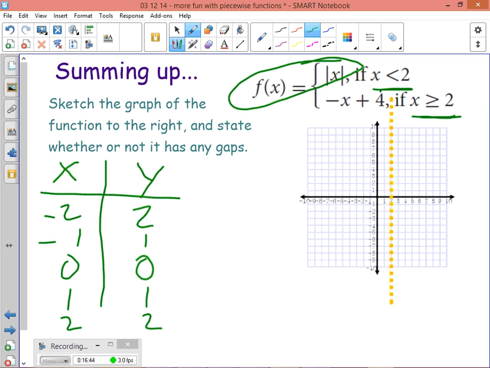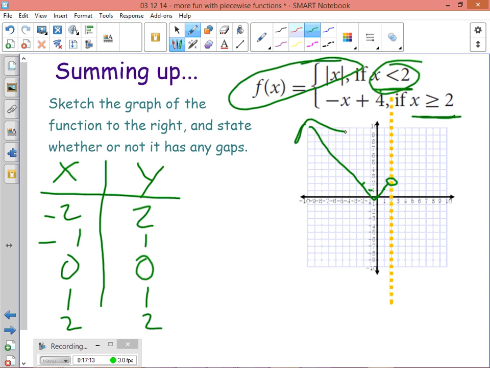-2, 2 would be right there. -1, 1 right there. 0, 0 right there. 1, 1 right there. And I will have 2, 2. But remember, it can't actually equal. It can just be less than. I'm going to put an open circle on 2. And I have this graph, which I'm going to complete now. And I'm going to say that that is my graph.